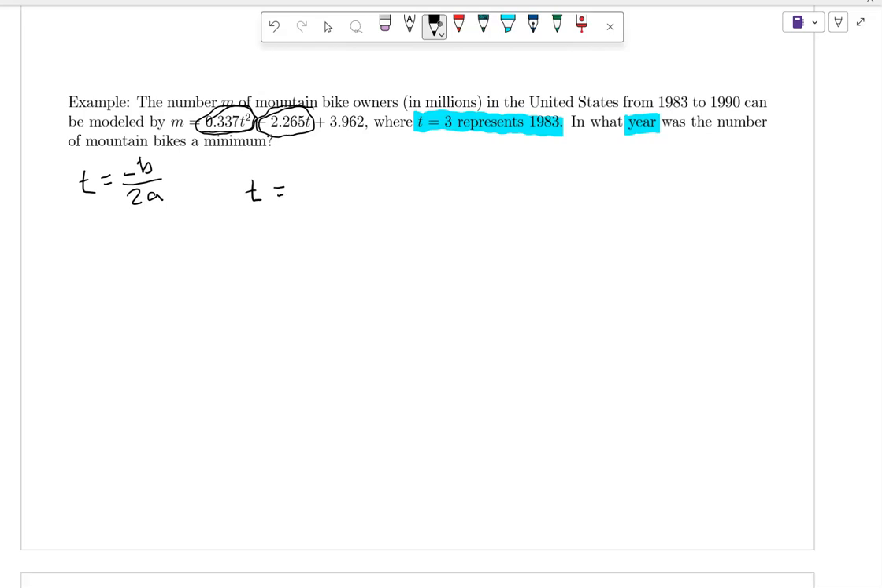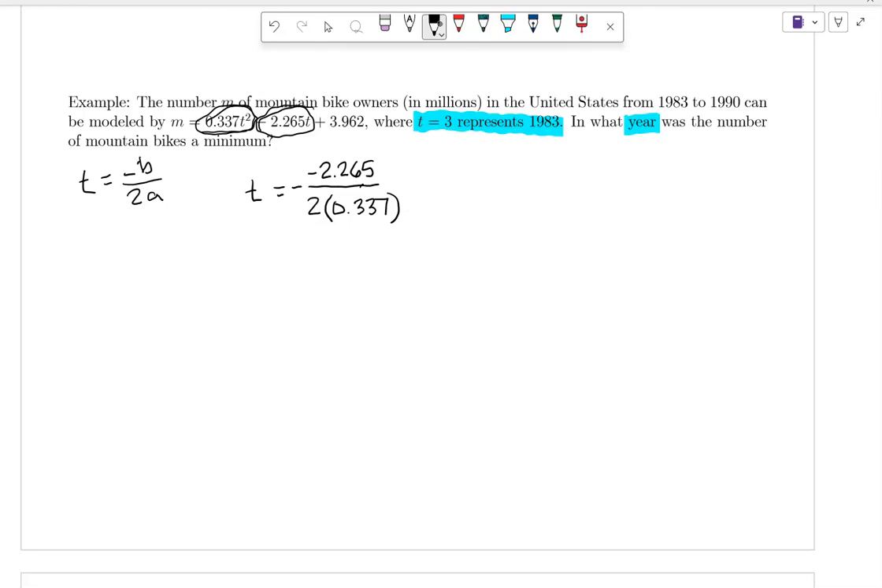So we get t equals, I'm just going to leave it right there, the opposite of negative 2.265 over 2 times 0.337. Okay. So if you guys want to plug that into a calculator. Do you have a question? Would the top still be negative if the b is already negative? So yeah, you could just make it positive. I just left it there, but yeah, it would become positive.